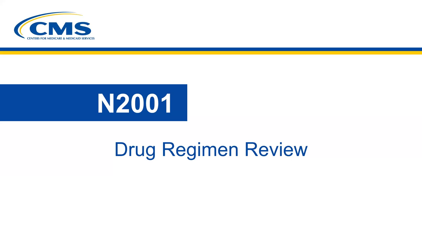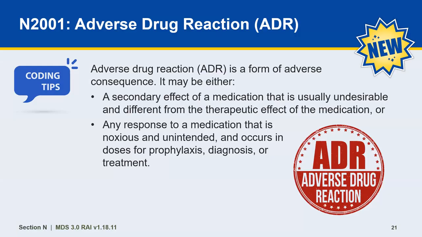N2001 Drug Regimen review. There are new coding tips for adverse drug reaction, or ADR. Adverse drug reaction is a form of adverse consequence. It may be either a secondary effect of a medication that is usually undesirable and different from the therapeutic effect of the medication, or any response to a medication that is noxious and unintended and occurs in doses for prophylaxis, diagnosis, or treatment.